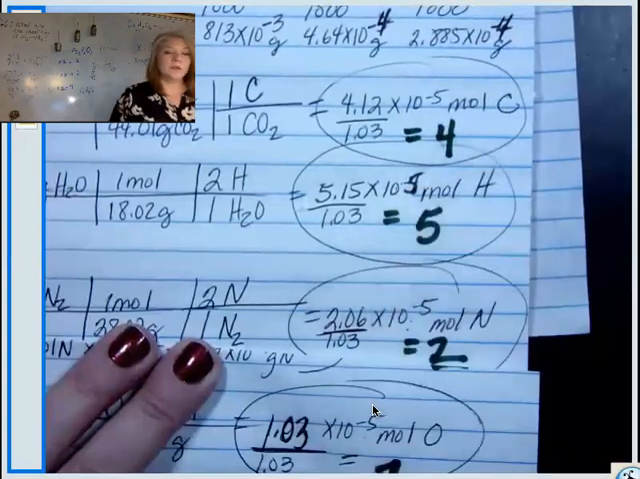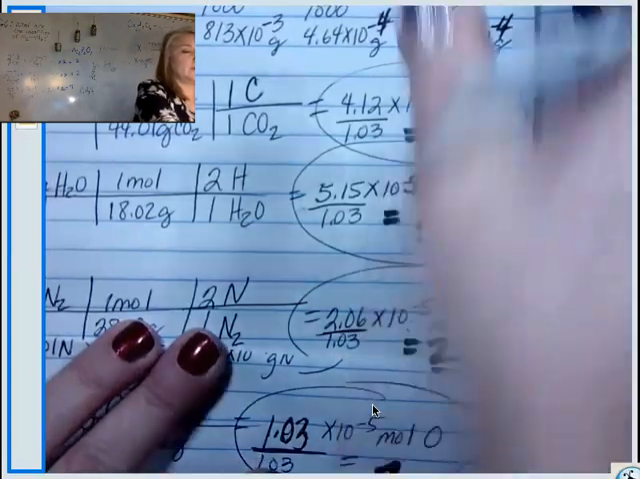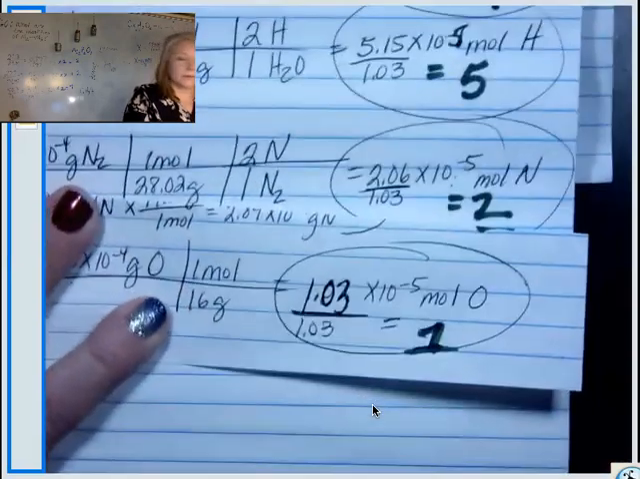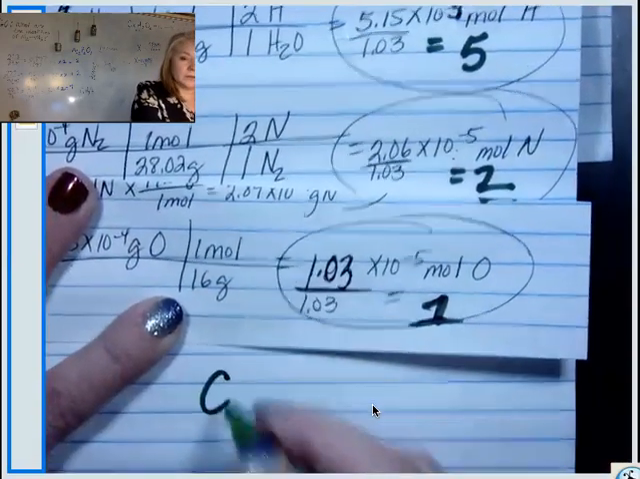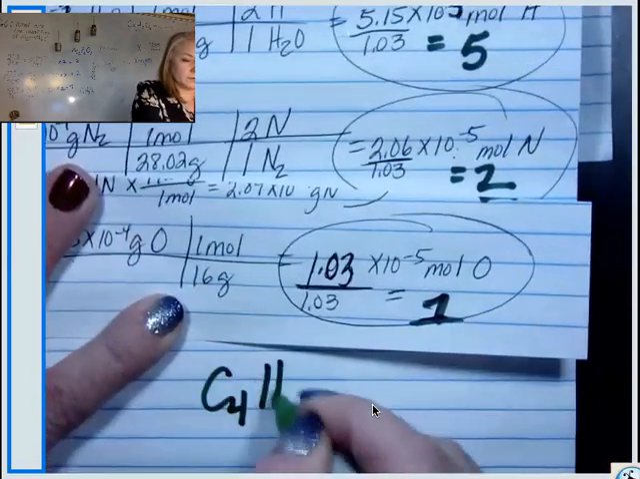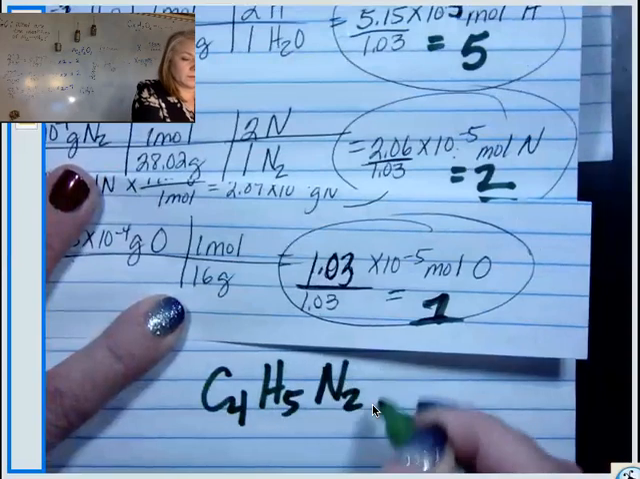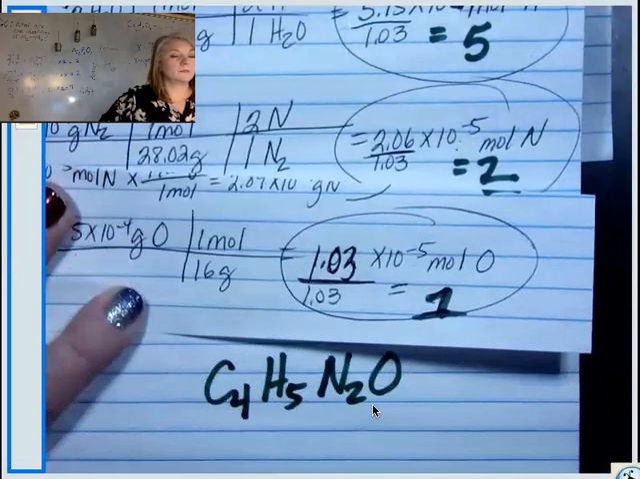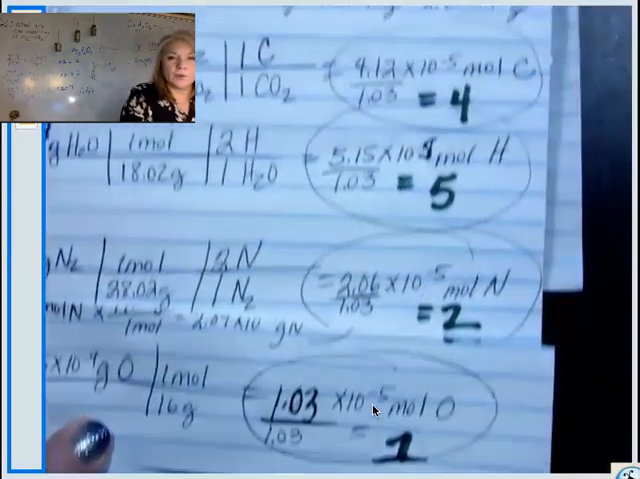There we go. Okay, so we have enough information now. We have our numbers. Let's write our empirical formula. We've got C, on carbon, a 4.